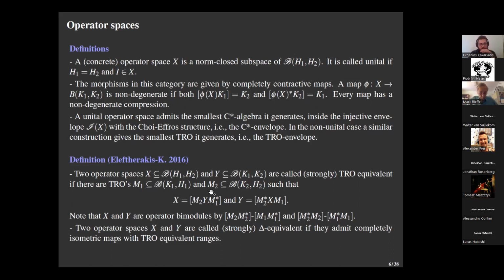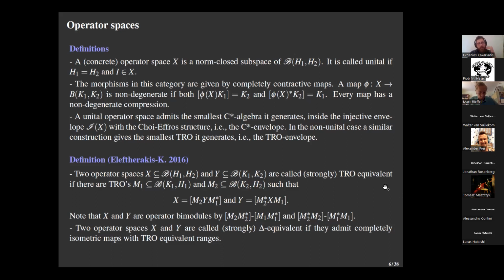To start with, we say that two operator spaces X and Y are TRO equivalent. We also use the adverb strongly, but we have dropped it now. They are called TRO equivalent if you can find TROs M1 and M2 so that X can be written as M2 Y M1 star, and Y can be written as M2 star X M1, and everything is represented concretely so that all these multiplications are compatible.